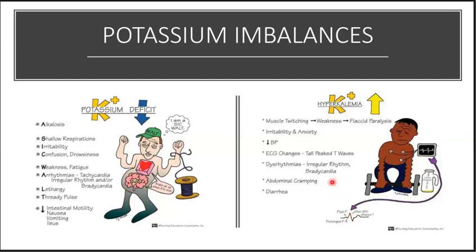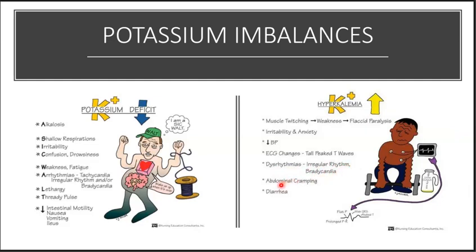So that's one giveaway of your hyperkalemic client. This is your P wave, your QRS complex, and this is your T wave. You're going to see peaked T waves, tall peaked T waves. That tells you the client has hyperkalemia. Again, we're going to see dysrhythmias. There will be irregular rhythms, and there will also be slow rhythms.